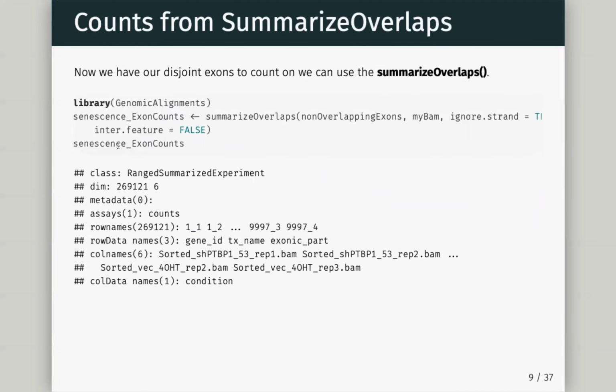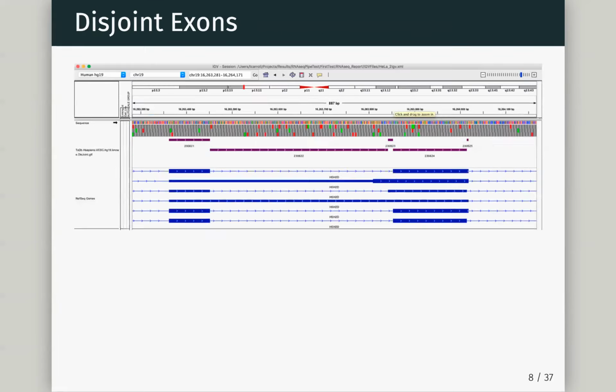So setting inter.feature equals false means it's not going to throw away reads which go across features. Okay. That is always set to true by default, and for RNA-seq, you definitely want that to be false. If you set this to true or you forget to set it, you're going to have barely any reads counted, because most reads are long enough now that they cover multiple exons. Reads can be 100, 200 base pairs long.